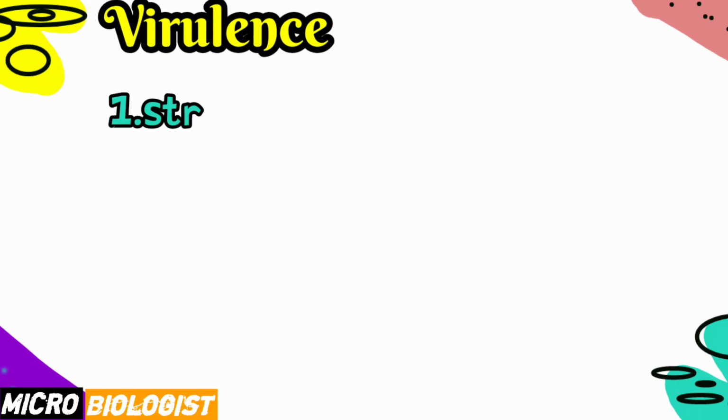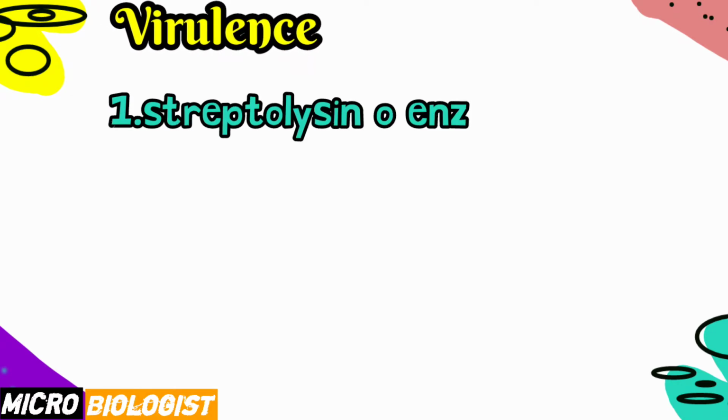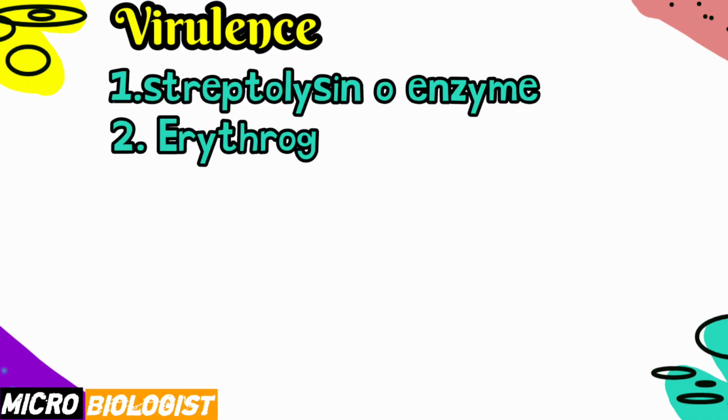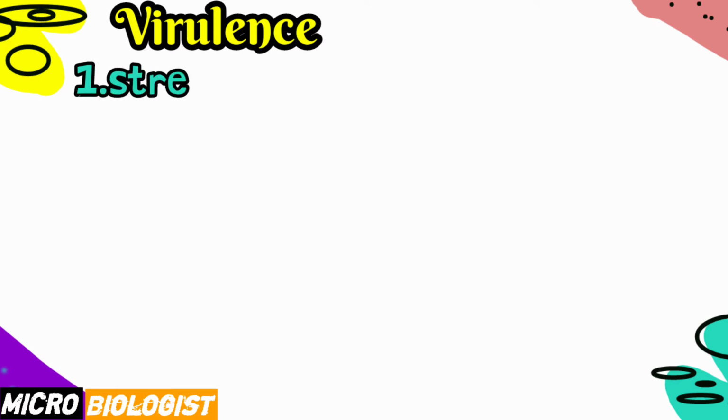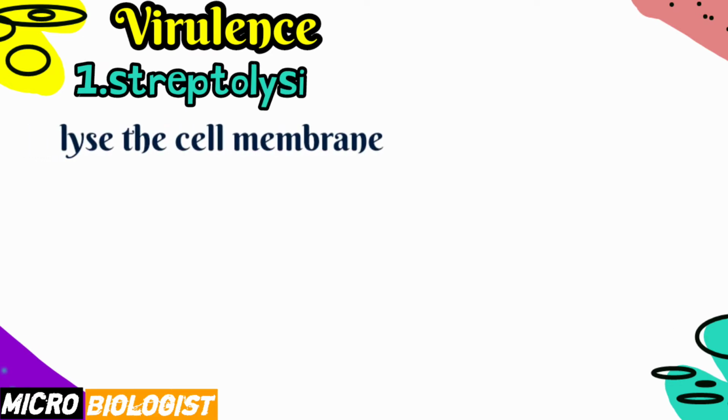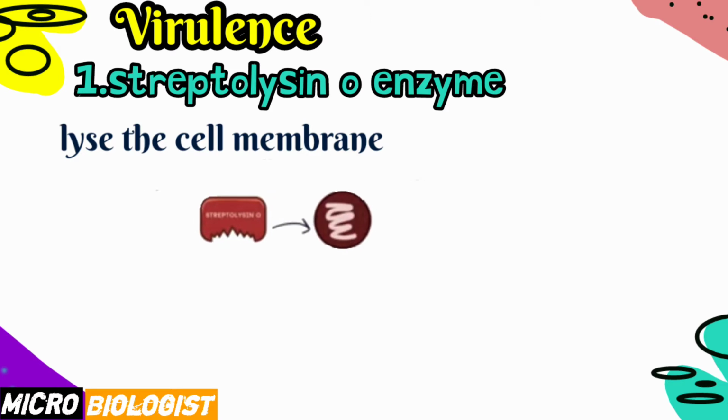Now let's talk about the toxins of Streptococcus pyogenes. It has many enzymes and toxins that contribute to its virulence. The first one is the streptolysin O enzyme, and the second one is erythrogenic exotoxin A. Streptolysin O enzyme, from the name lysin, its function is to lyse the cell membrane, RBCs for example. That's why the presence of this enzyme makes Streptococcus pyogenes a beta-hemolytic strep.